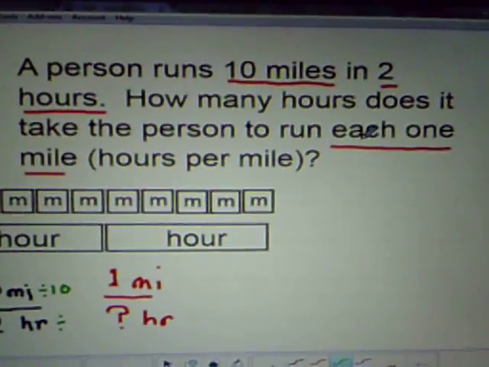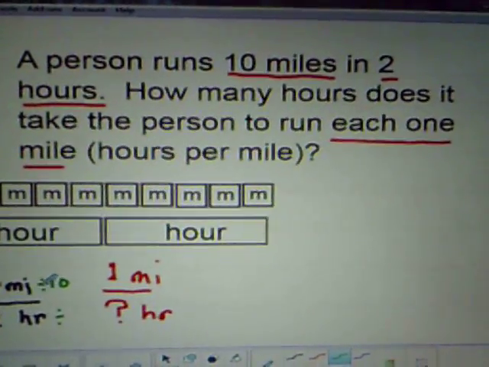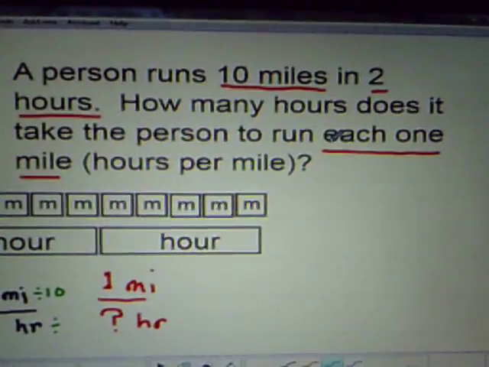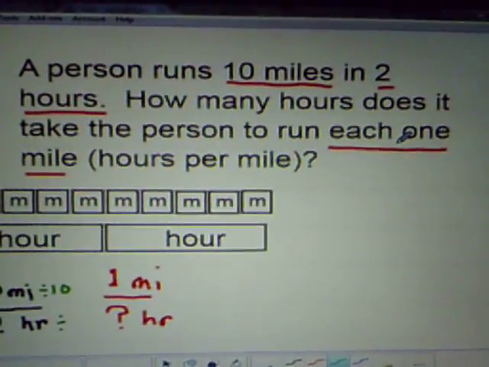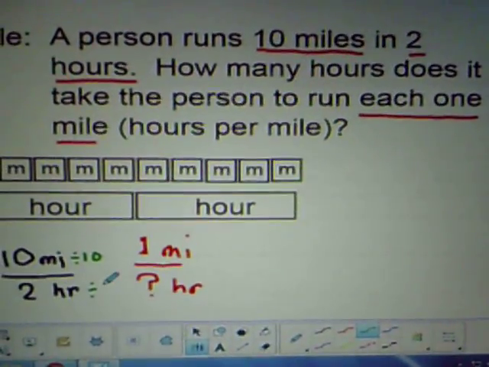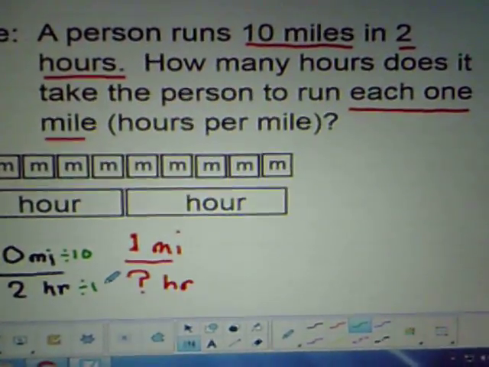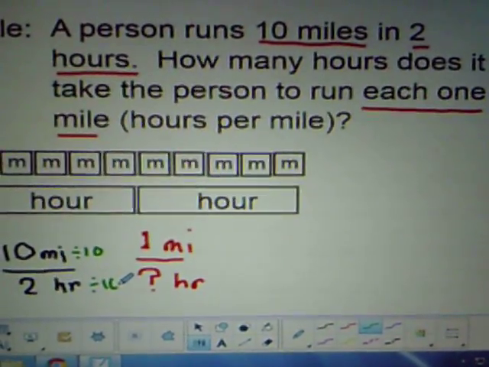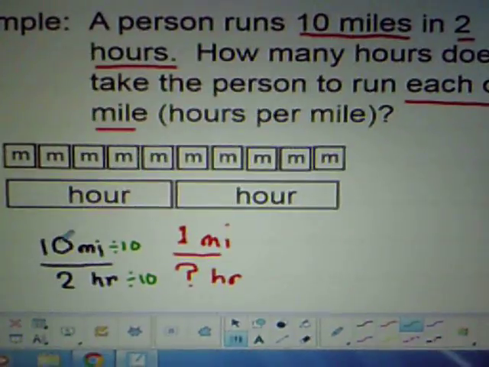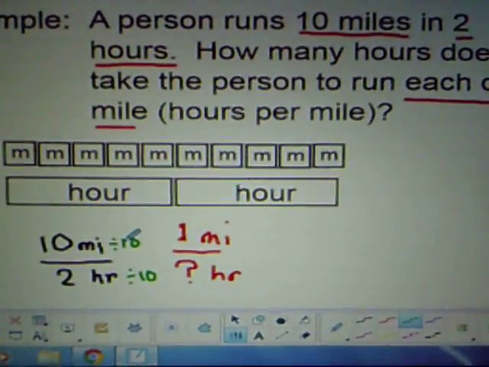So whatever the question is asking, that's why it's important to put your labels. Whatever the question is asking for one of is the number that we divide by. In this case, it's asking for how many hours in each 1 mile. So we pick the miles number this time, which is 10, and divide by that.